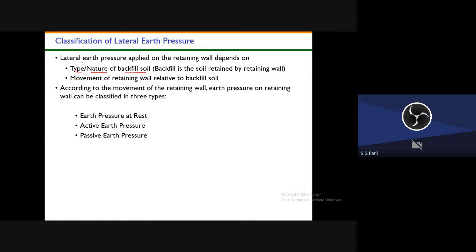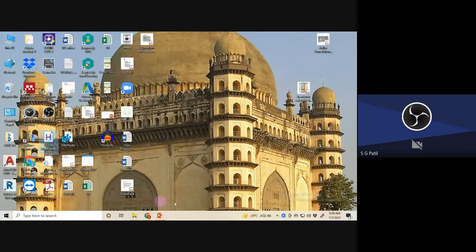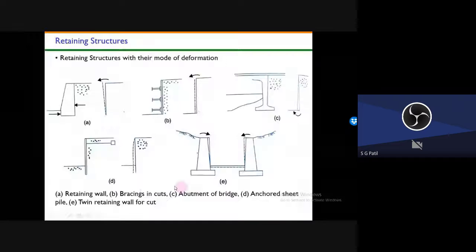Also, this lateral earth pressure depends on the type of soil, right? Let me take this cursor highlighter here, then it will be easy for you to follow my notations.